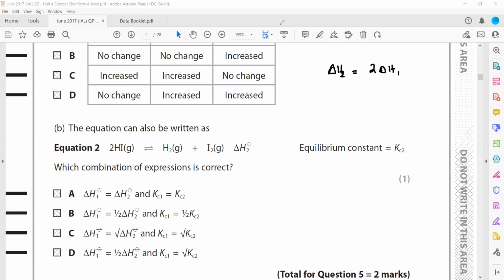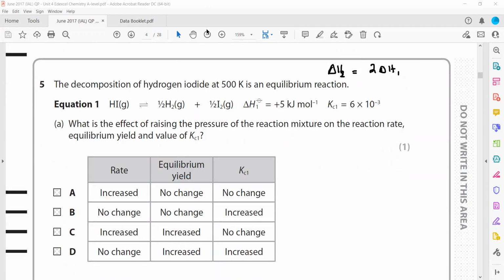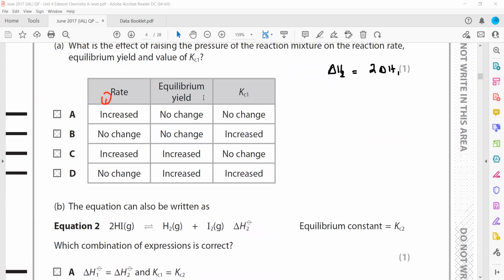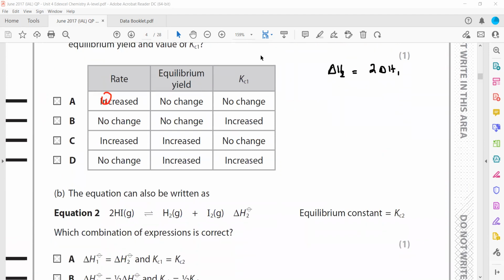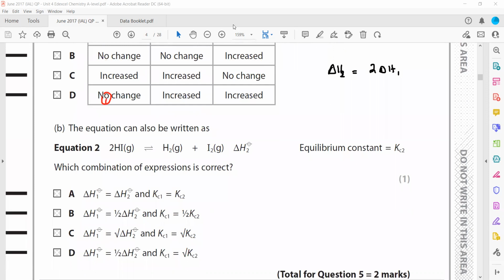Why I'm saying like this? As you can see, in the first one we use 1 mole of hydrogen iodide. But in the second reaction, we are using 2 moles. So we double the moles, so the enthalpy change will be double. So we can say delta H2 is equal to 2 delta H1, or delta H1 equals delta H2 divided by 2. So which one is representing a half? So either B can be the answer or D can be the answer.